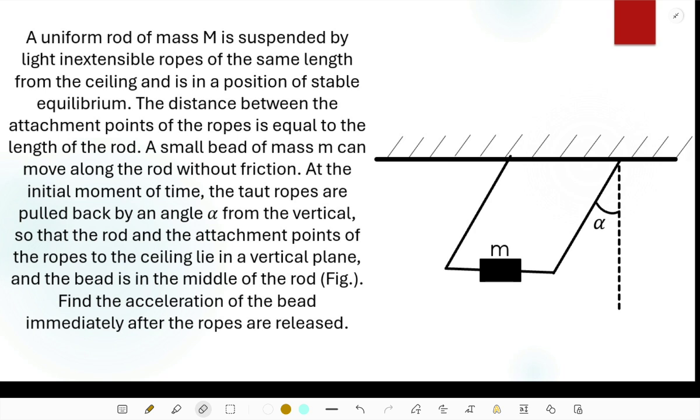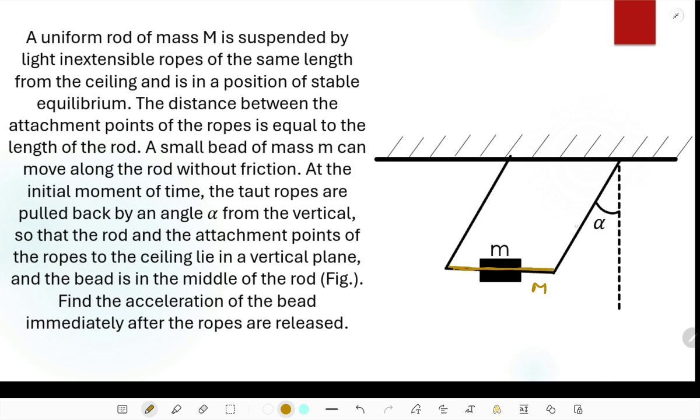Look, there is a problem on the screen, and we are going to solve it. Here is the problem: a uniform rod. Let me show you which one is the rod. In fact, this is the rod of mass M. It's suspended by light inextensible ropes of the same length from the ceiling.